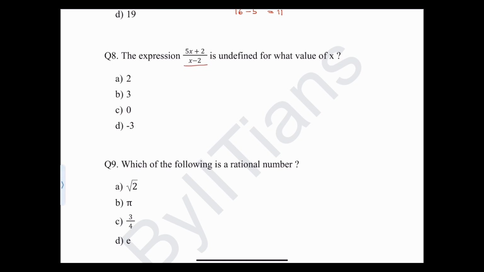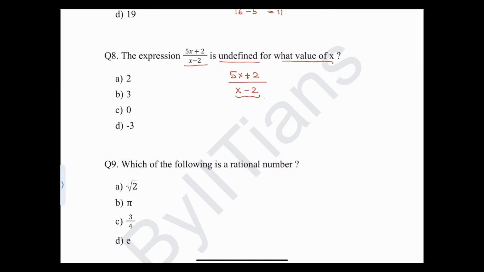Now moving ahead to question number 8. The expression (5x plus 2) over (x minus 2) is undefined for what value of x? So we have to find the value of x for which this expression becomes undefined. The only way this expression can become undefined is when the denominator equals 0. We already discussed that the denominator should not equal 0 because dividing by 0 is not a thing in maths. You can't divide by 0.